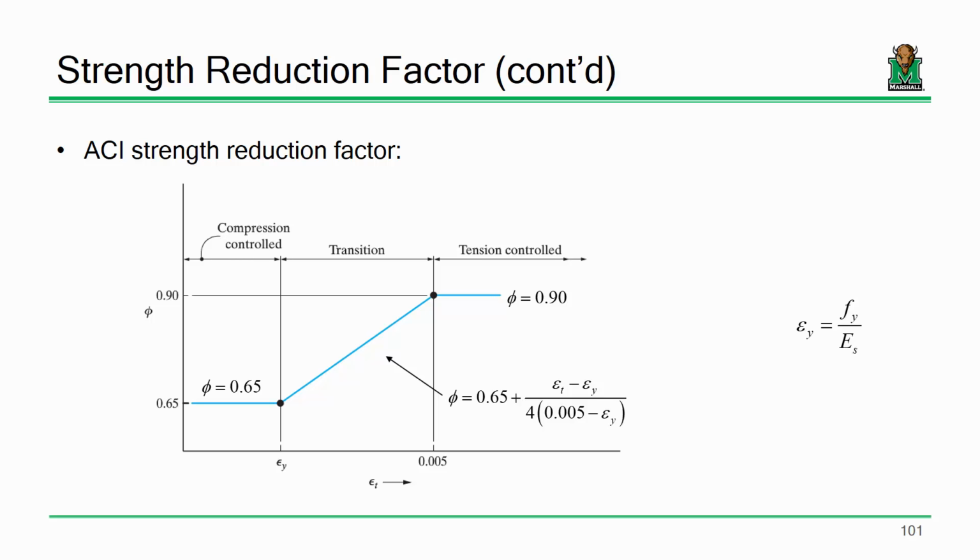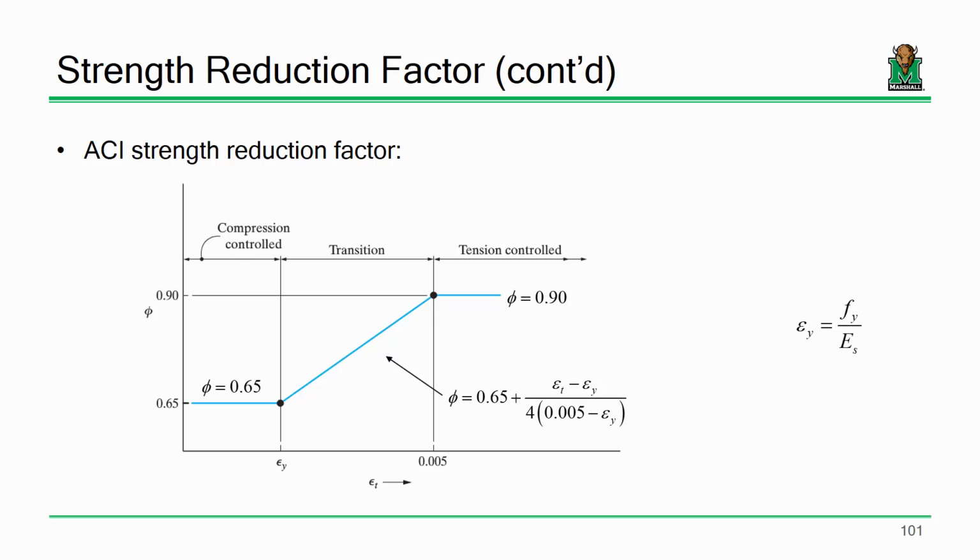Now, I want to take this chart, and I really want to sort of dig into it a little bit. So what we're seeing here on the x-axis is the strain in the steel. So as I go to the right, the strain in the steel is getting higher and higher and higher. And on the y-axis, I've got my strength reduction factor. Now, let's look over here on the very, very right.